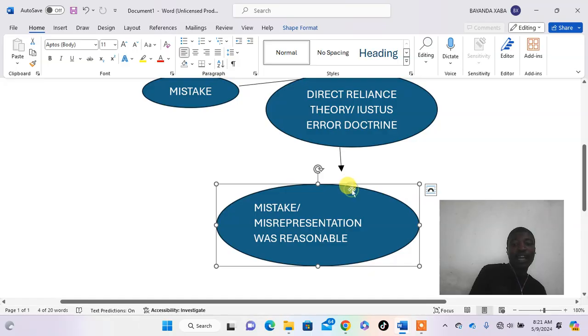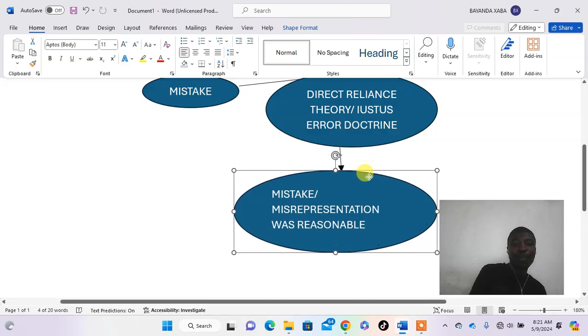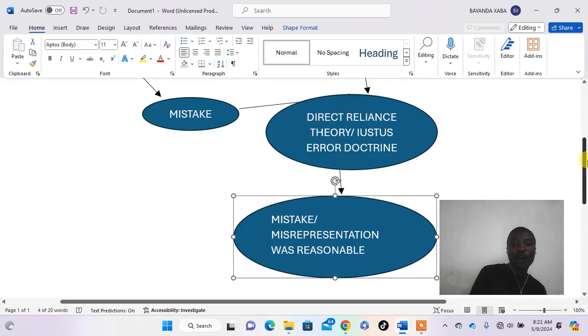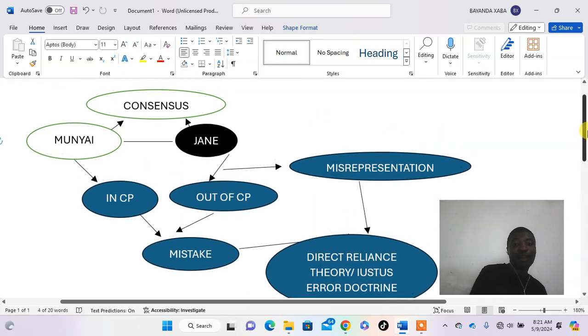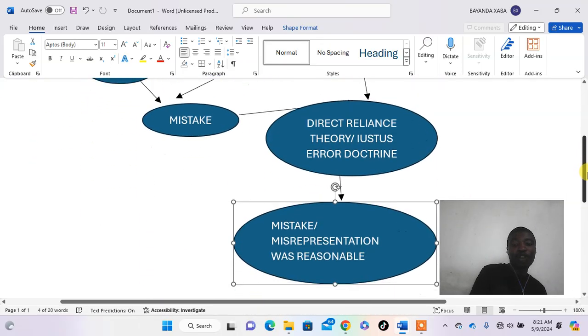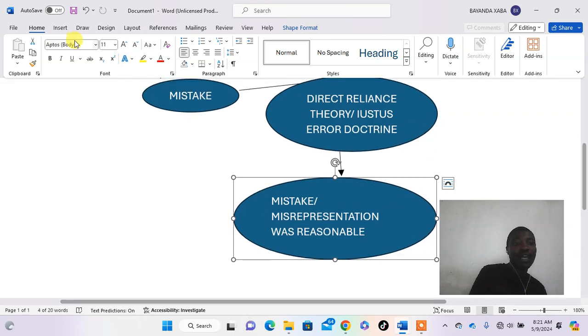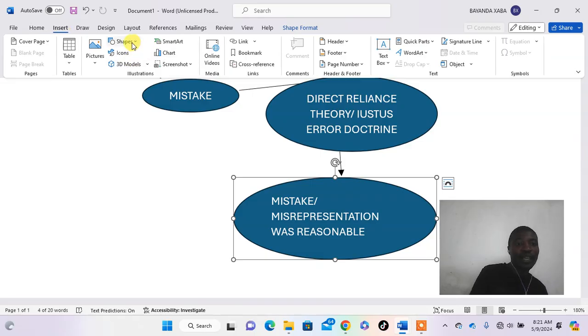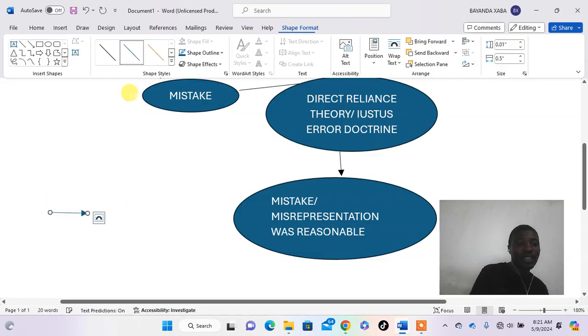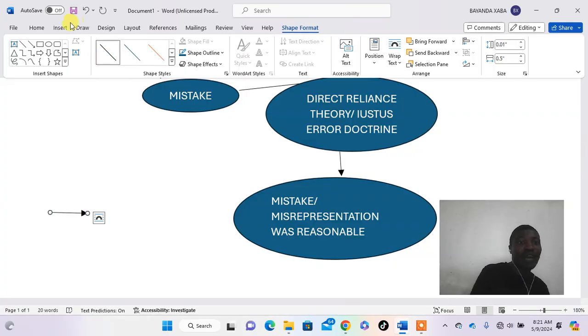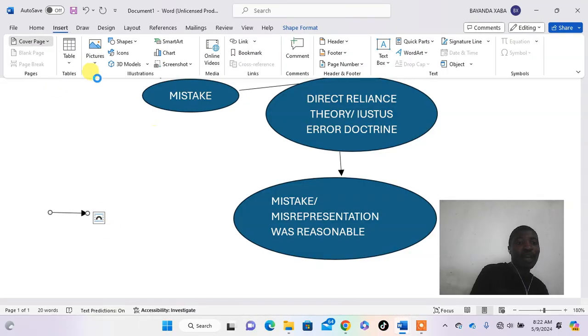You can see here that the other party can rely on the direct reliance theory, or what we call the Instuas error doctrine, which means that the mistake or misrepresentation was reasonable. You can choose whichever. So I have given you the basics of a contract. You will learn much more when you do the delict, right? Not delict, I mean unjustified enrichment. When you are doing unjustified enrichment, you will learn more.